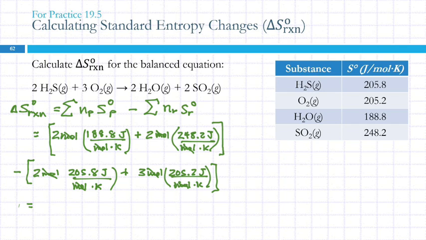Okay, I'm just going to start over because I don't know what I was doing. 2 times 188.8 plus 2 times 248.2 minus the quantity 2 times 205.8. Okay. There we go. So, any questions?